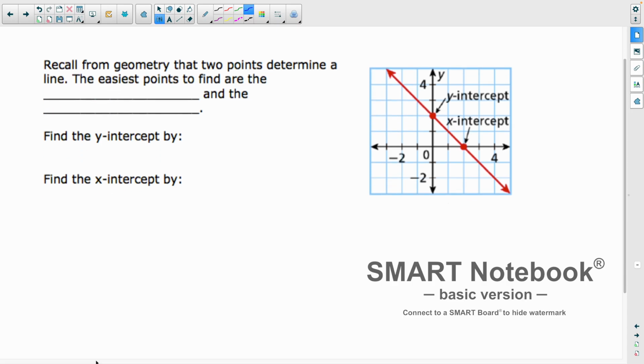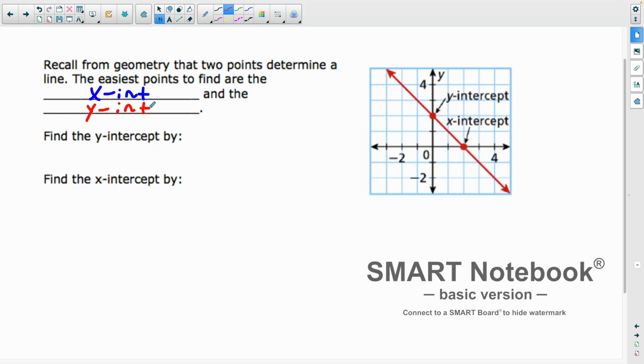From geometry, if you were going to draw a line, what do you need to draw a line? 2 points, and I can draw a line. I got a point here, got a point here, I can connect them with a line. Now, the 2 points that I think are the easiest to find are what? The x-intercept and the y-intercept. That's correct. I think the easiest 2 points to find on any graph would be the x-intercept and the y-intercept.